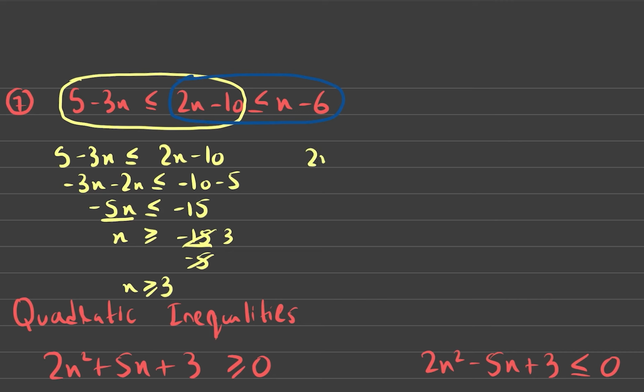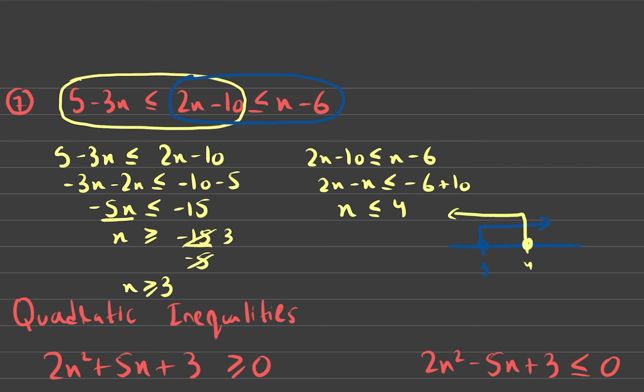Now let's do the other side. 2x minus 10 less than equal to x minus 6. So 2x minus x is minus 6 plus 10. That makes x is less than equal to 4. Now two-sided inequality means both the inequalities should be satisfied. So it says greater than equal to 3, and it also says less than equal to 4.